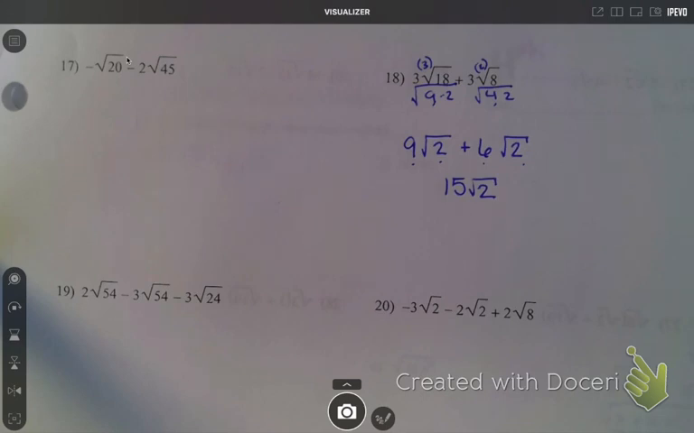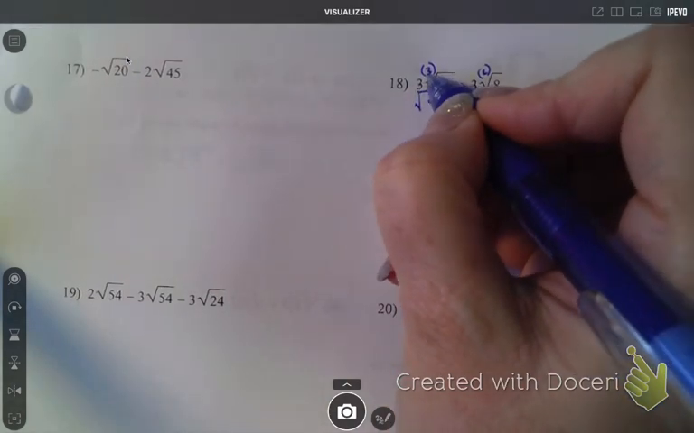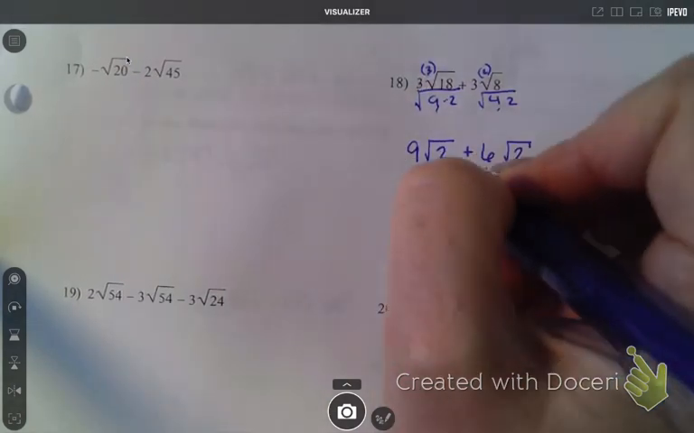I'm stuck. I just looked at the board. What, Henry? Where are we multiplying the 3 by? Okay, you have a 3 already. The square root of 9 is 3. So 3 times 3 is 9, square root of 2.